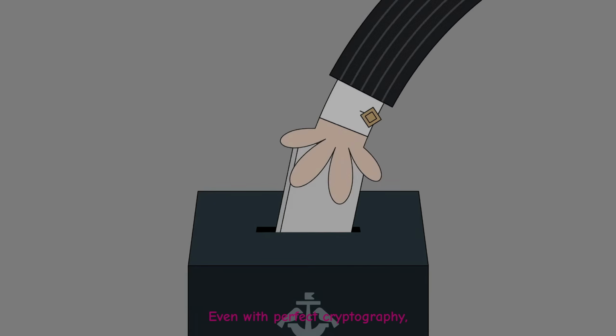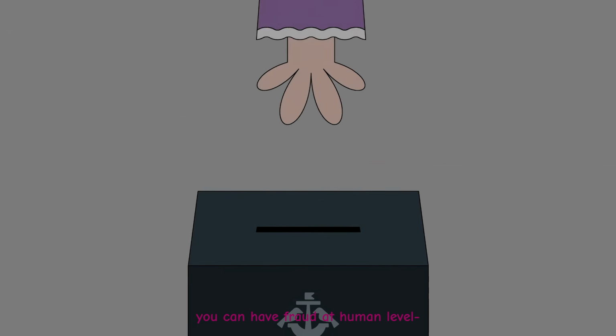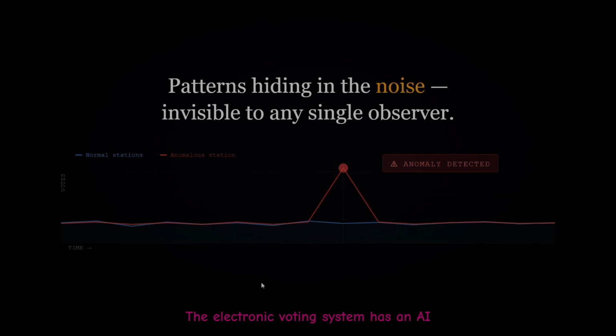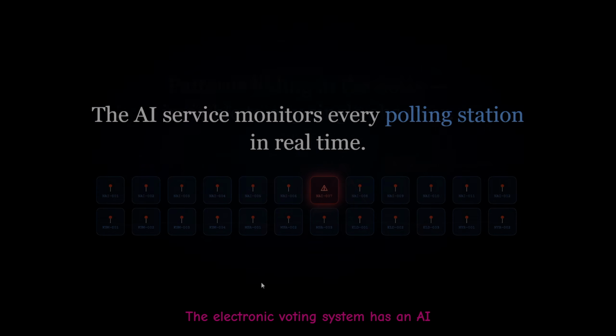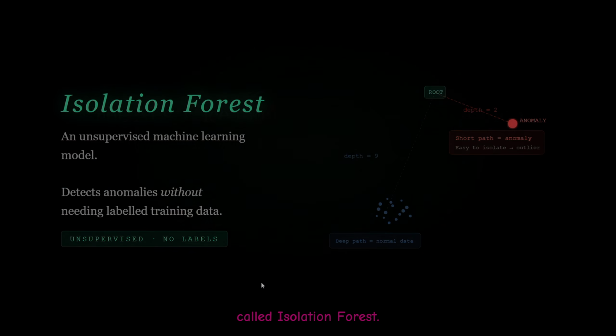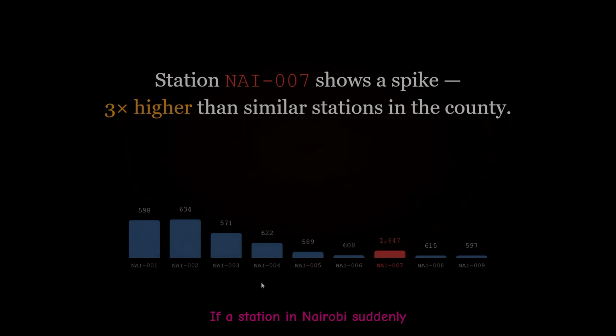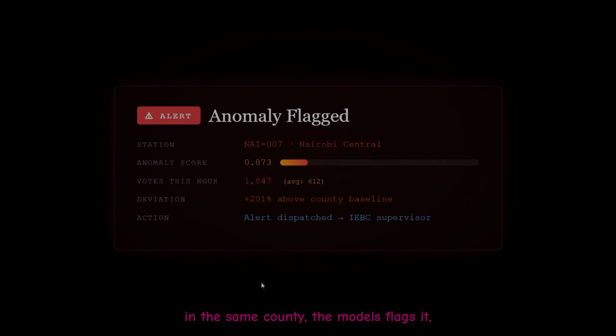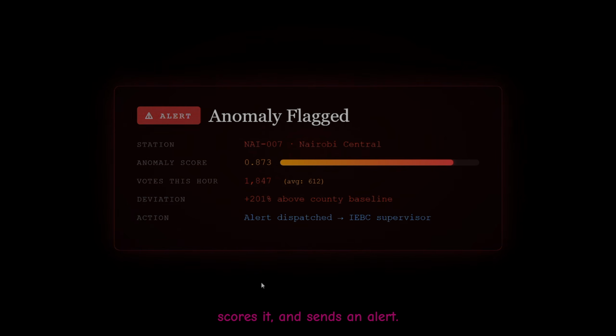Even with perfect cryptography, you can have fraud at the human level, unusual voting patterns that no single observer would notice. The electronic voting system has an AI service that monitors every polling station in real time. It uses a machine learning algorithm called isolation forest, an unsupervised model that detects anomalies without needing labeled training data. If a station in Nairobi suddenly shows a spike in votes 3 times higher than similar stations in the same county, the model flags it, scores it, and sends an alert.